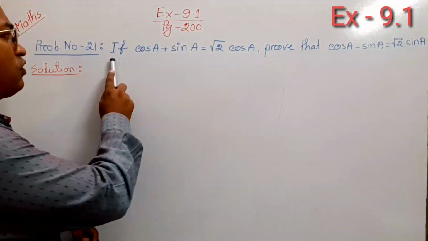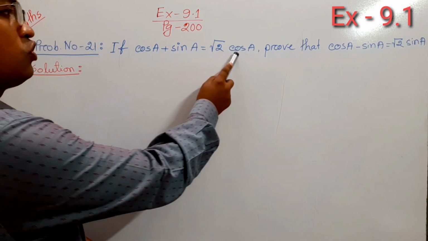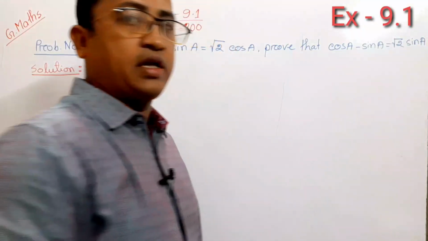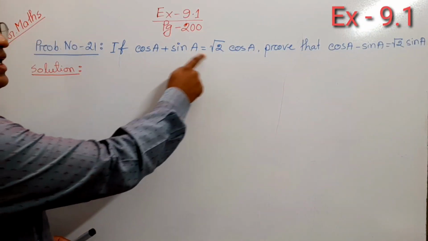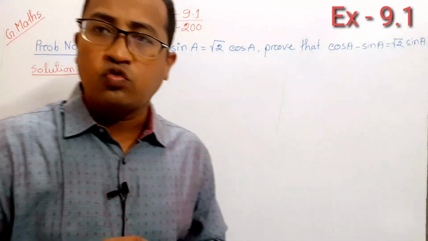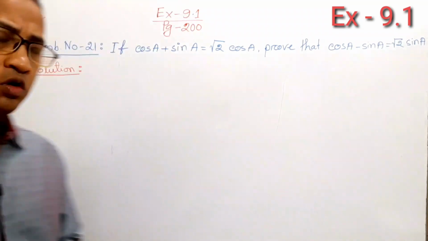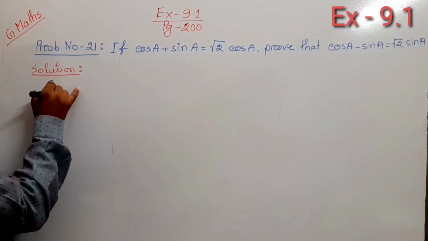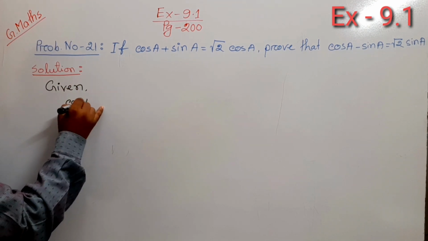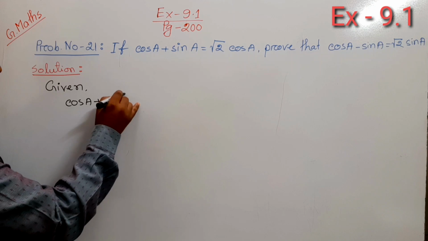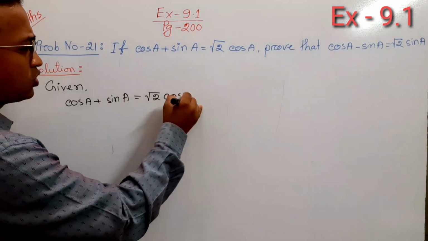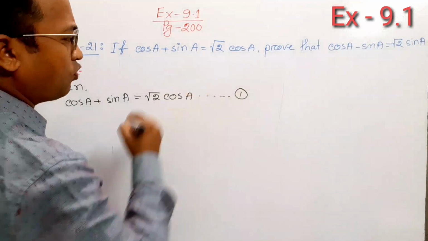Look, if cos A plus sin A equal to root 2 cos A, prove that cos A minus sin A equal to root 2 sin A. So it is given cos A plus sin A equal to root 2 cos A. We will prove that cos A minus sin A equal to root 2 sin A. Look at the board. Given cos A plus sin A equal to root 2 cos A.